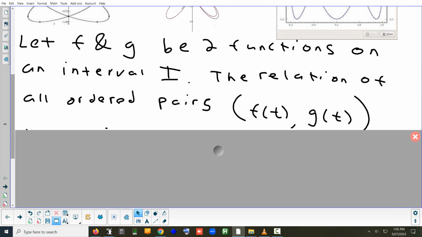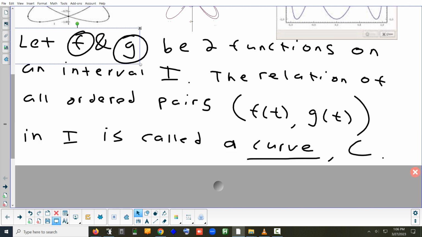All right, so we've got two different functions. One controls the x values, one controls the y values. If you take all the different x values generated by this formula, and then you take all the y values generated by that formula, and you put those x and y values together as ordered pairs, and you draw it, you get a picture called a parametric curve. Even if it's a straight line, our book still calls it a curve. So a curve is just any picture that you've created using parametric equations.